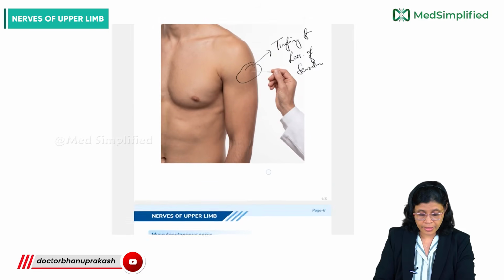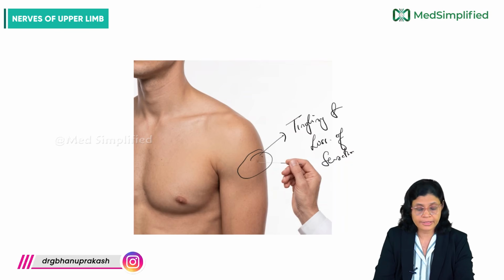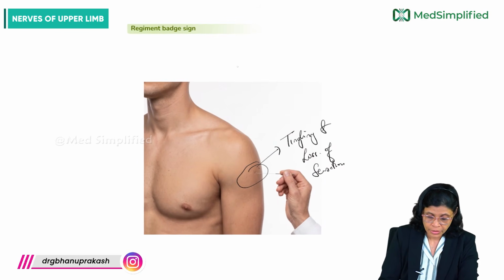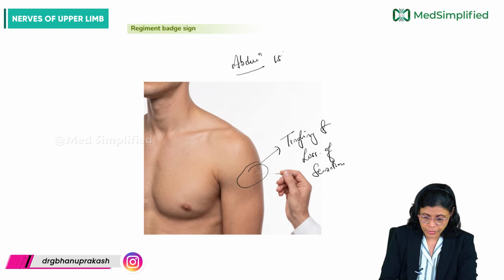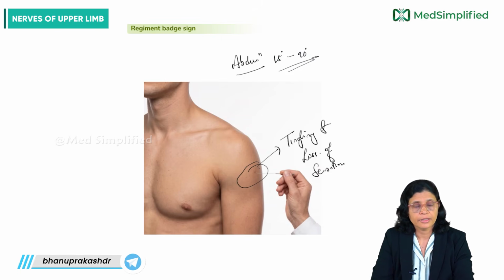Another thing which will be affected, because the axillary nerve is involved, is the deltoid muscle, which it supplies. Now, deltoid muscle is responsible for what action? It is responsible for abduction. Abduction between 15 to 90 degrees is mainly by which muscle? The deltoid muscle. So because the axillary nerve which supplies the deltoid muscle is involved and the deltoid muscle is paralyzed, what will happen? There is loss of abduction.